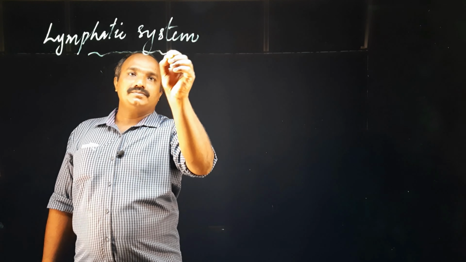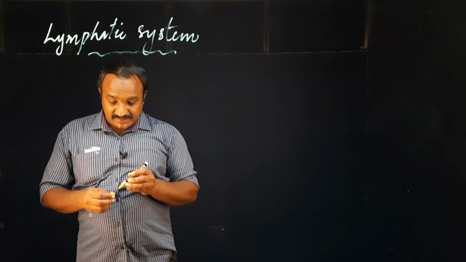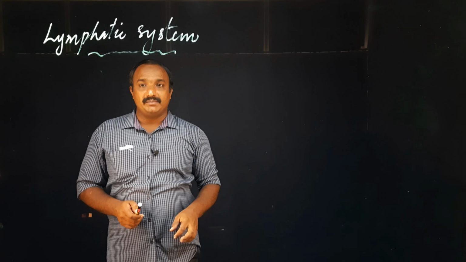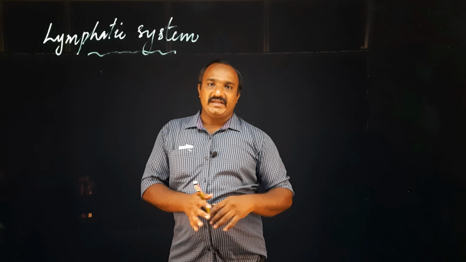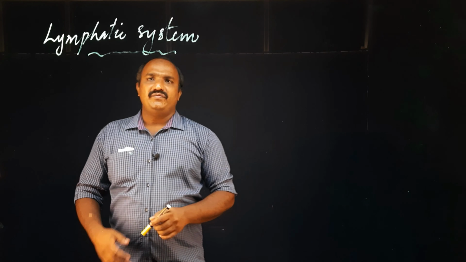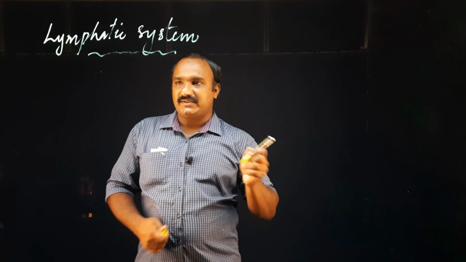Lymphatic system. Lymphatic system means the organ system that is connected with the lymph and lymph vessels. Okay. First we can see which are the parts of the lymphatic system.